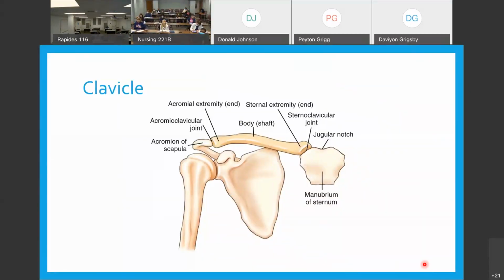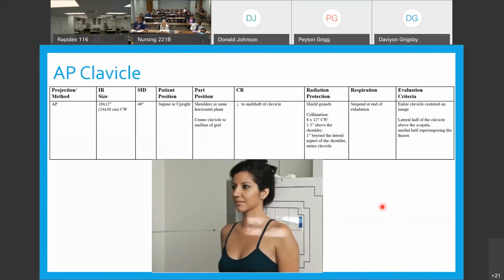All right. So on your 1 through 9s, 10 by 12, 40 inches, central ray, middle of the clavicle. Column 8, it says 8 by 12. It's 1.5 inches above the shoulder, 1 inch beyond the lateral aspect of the shoulder and the entire clavicle. The entire clavicle. All right, and some books would tell you that you would collimate that off. And we've told you already, you have to off center to get that clavicle on there. Shield patient, suspend at the end of exhalation.